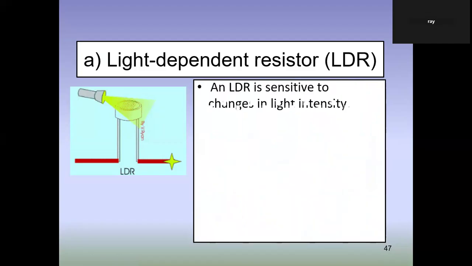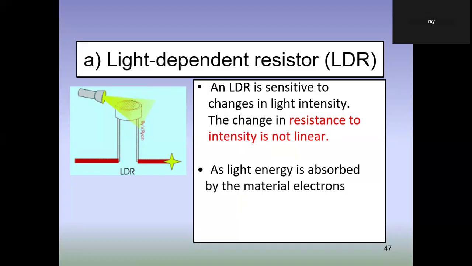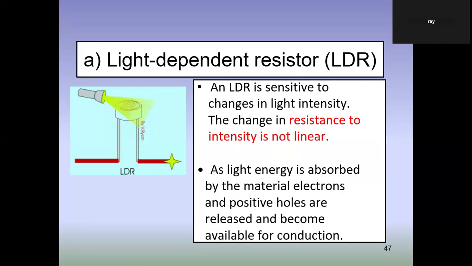An LDR is sensitive to changes in light intensity. The change in resistance to intensity is not linear, right? Not a straight line. As light energy is absorbed by the material, electrons and positive holes are released and become available for conduction. So light energy releases electrons and holes, so it becomes conducting, low resistance.